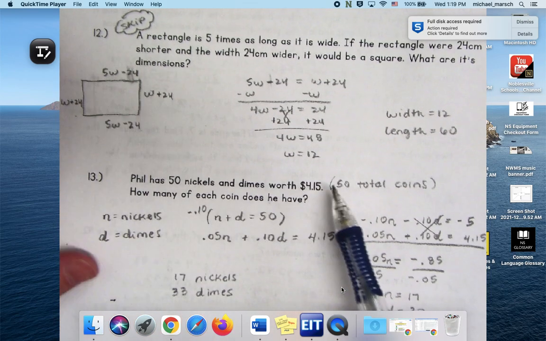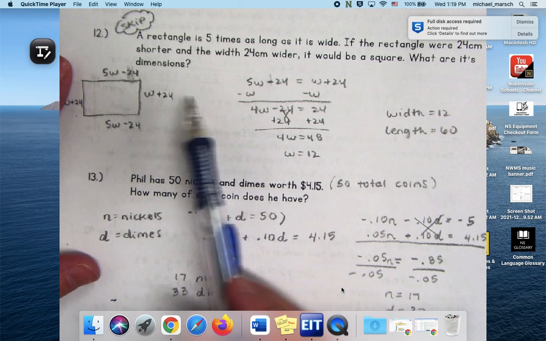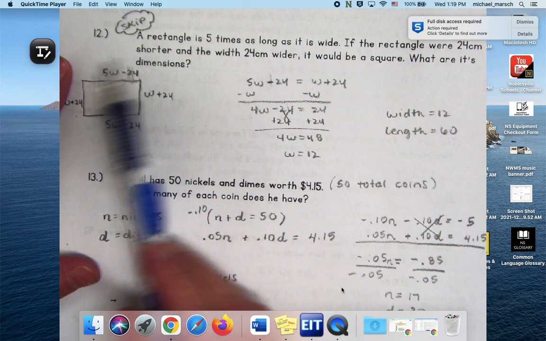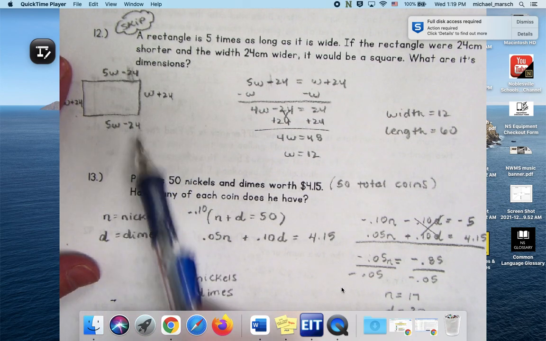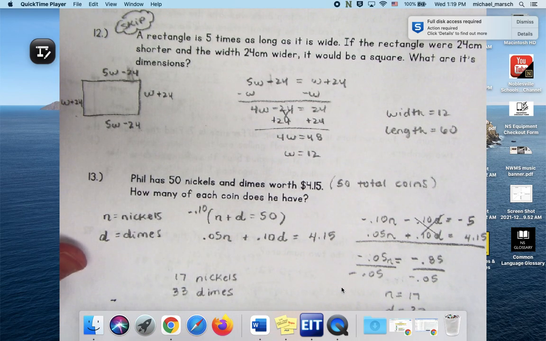Now, I can test it, right? 12 plus 24 is 36. And then 5 times 12 minus 24 is also 36. So that would give me a square with sides of length 36. So we took a rectangle and we smushed it to make it a square. Yeah?